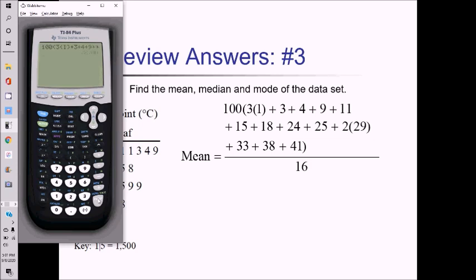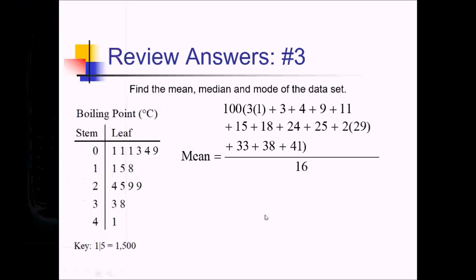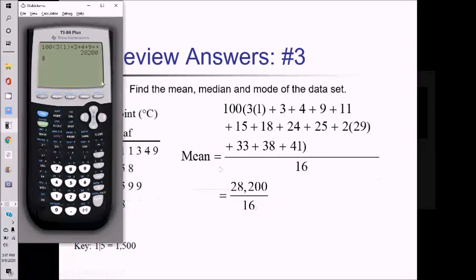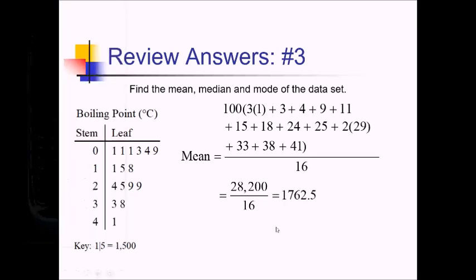Pressing enter on that, we've got 28,200. It's a big number, and we're still dividing that now by 16. I'll go back to the calculator for that. Let me just press divide, and it'll divide my answer now, and I'll put 16 in there to get 1,762.5. Great. So that's our mean for this one.